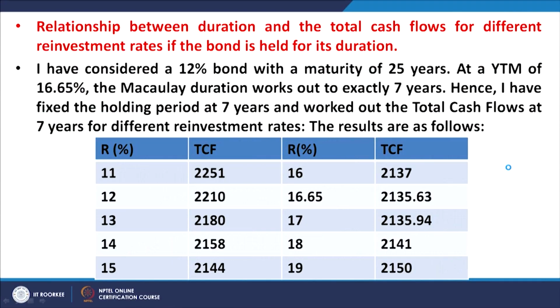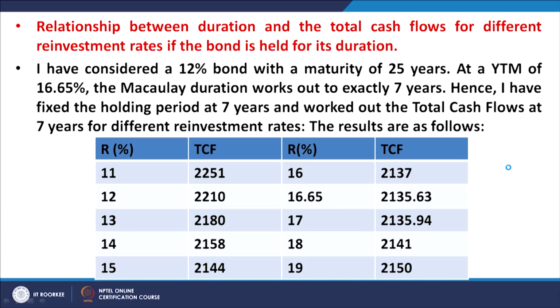Now, we come to an example. Whatever I have spoken, I have tried to illustrate with this example. Let us do this example very carefully. I have considered a 12% bond. 12% is the coupon rate with a maturity of 25 years. 12% is the coupon rate and the maturity is 25 years.